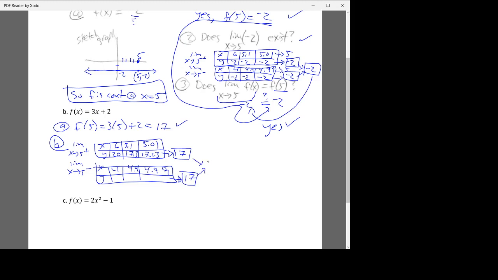So are those the same? Yes. So the answer to B is yes, the limit exists. And then part 3, or C if you want, are they the same? Yes. 17 is 17, so F is continuous at 5.